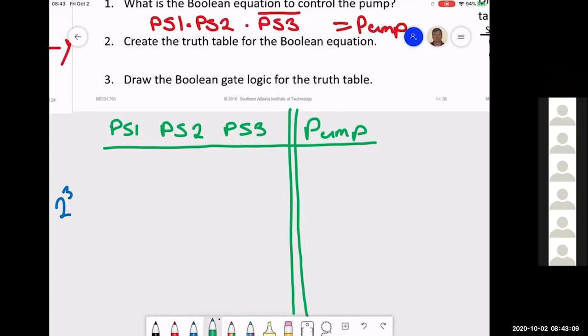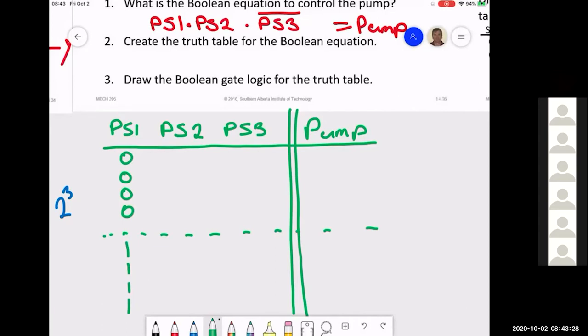So how do I start writing these down? I don't want to miss any. Okay, so I have a simple technique. The first half of this 8, i.e. 4, are going to be zeros for PS1. The second half are going to be 1s.